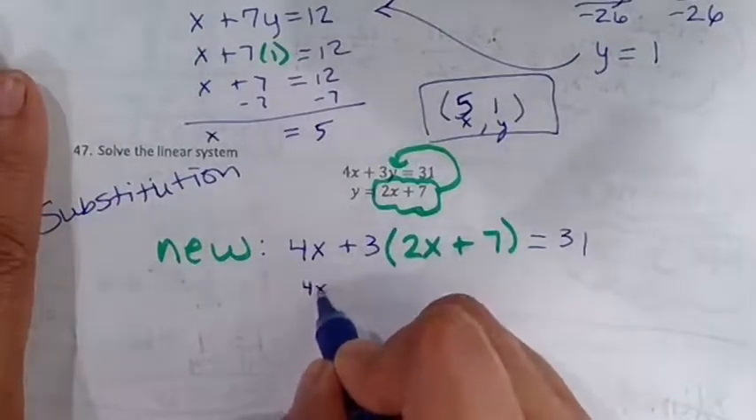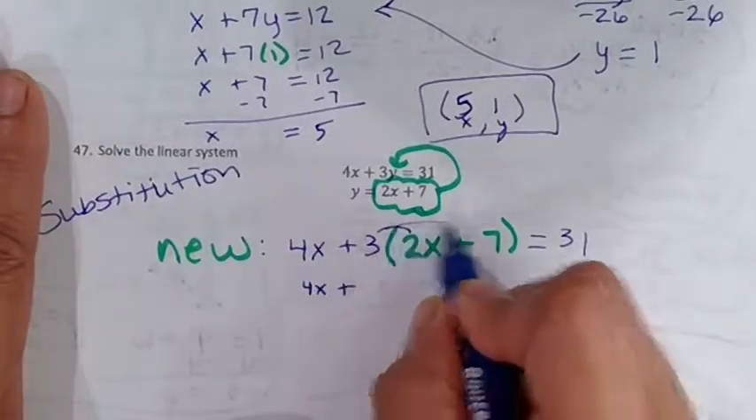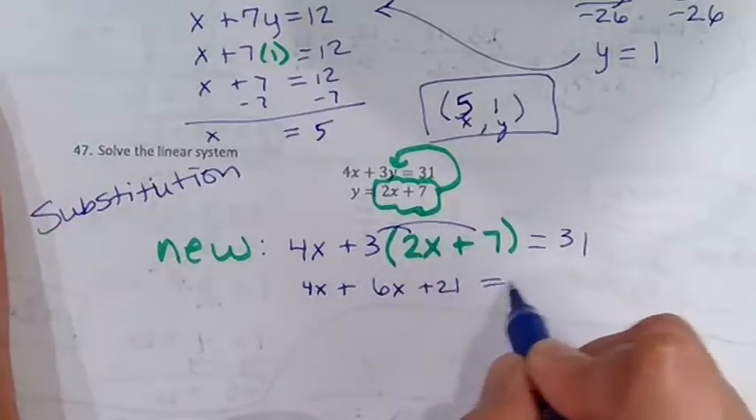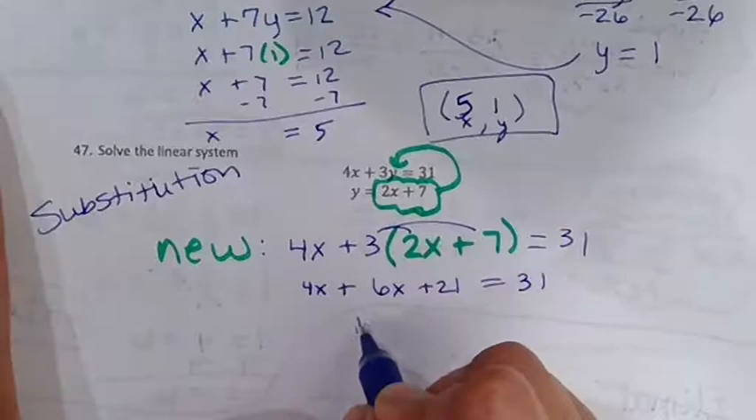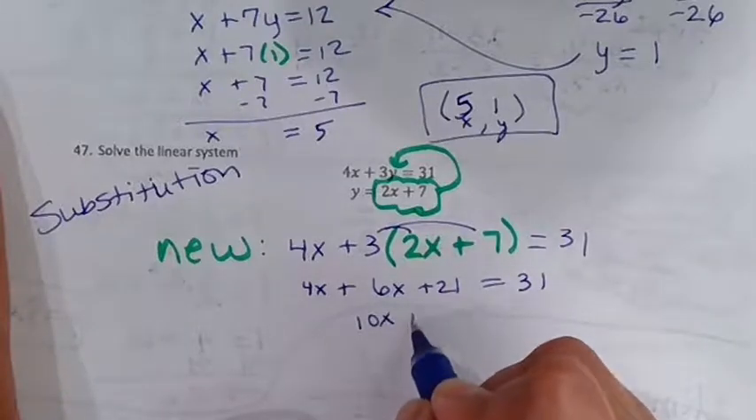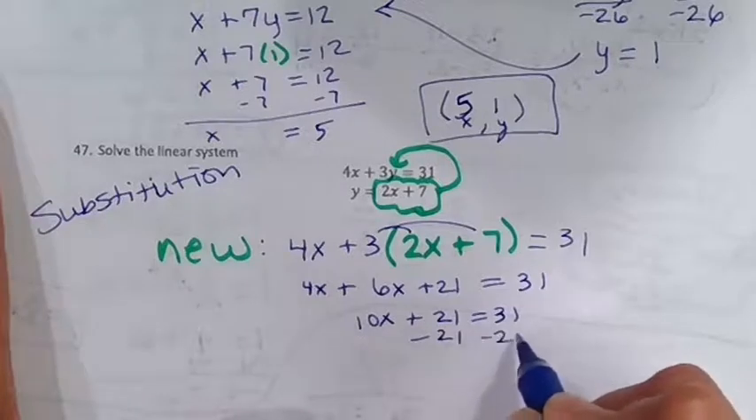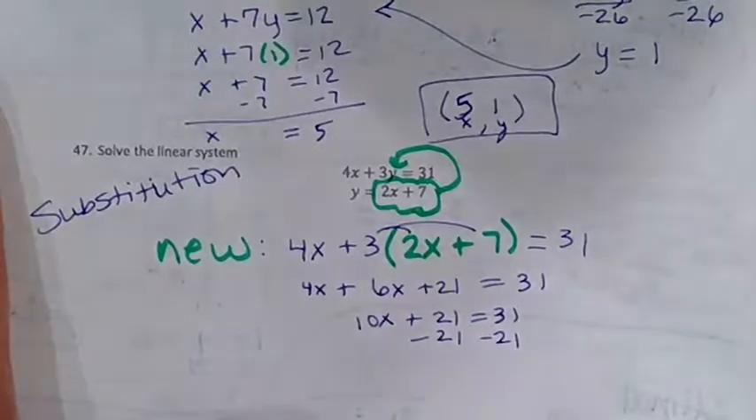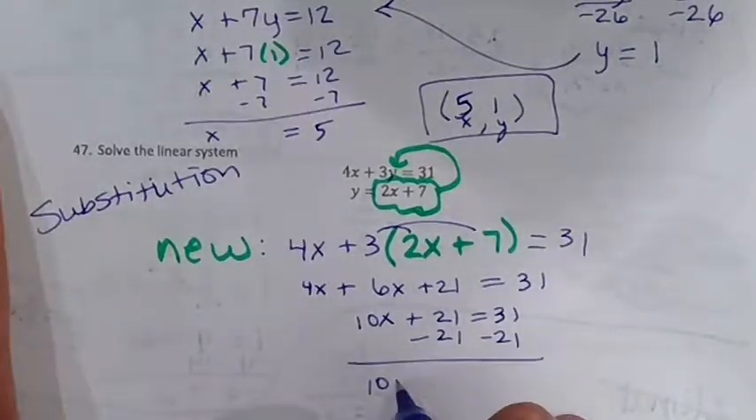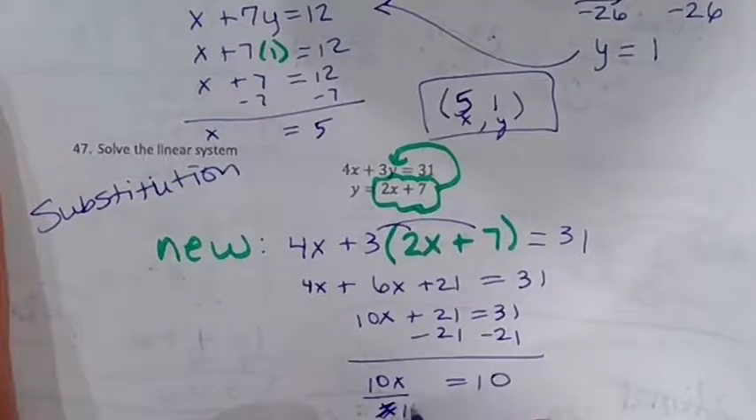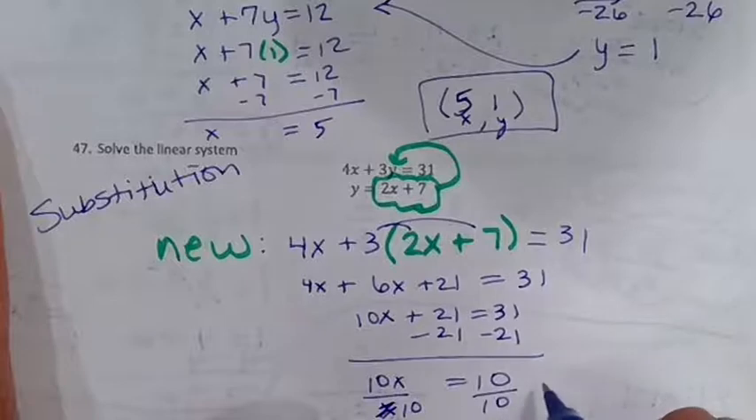So this is 4x plus distributive property here. Combine your like terms. 4x and 6x is 10x minus 21 from both sides. So then you have 10x equals 10, divide by 10. X is equal to 1.